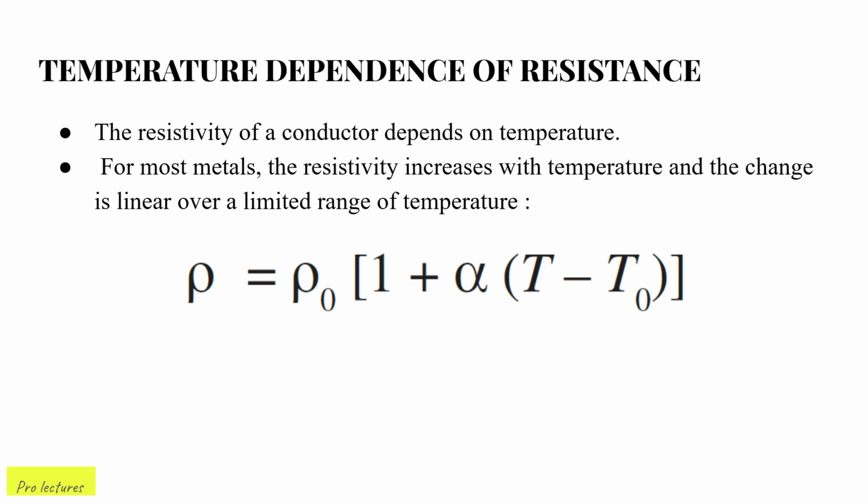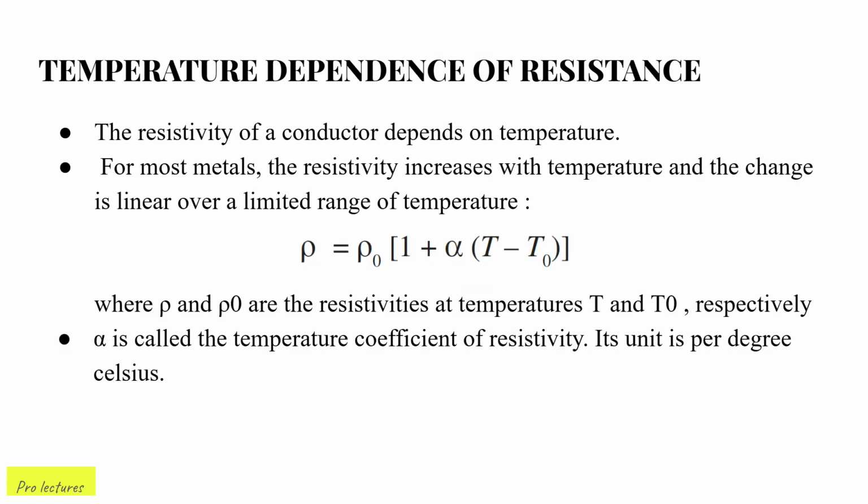Let us now discuss temperature dependence of resistance. The resistivity of a conductor depends on temperature. For most metals, as the temperature increases, the resistivity also increases, and the change is linear over a limited range of temperature. This is mathematically given by rho is equal to rho naught into 1 plus alpha into T minus T naught, where rho and rho naught are the resistivities at temperature T and T naught respectively. The temperatures are taken in degrees Celsius and T naught is the reference temperature. Alpha is called the temperature coefficient of resistivity. Its unit is per degree Celsius.